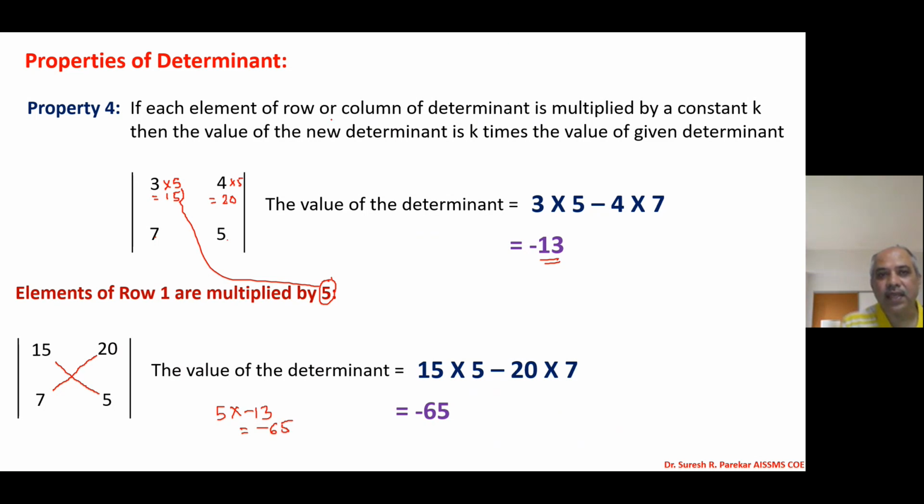So you can see this: if each element of a row or column of a determinant is multiplied by a constant k, and we have considered the value 5, then the value of the new determinant is k times, so 5 times the value of the given determinant. The given determinant value is minus 13 and k is 5, so it will be minus 65, which we got over here.